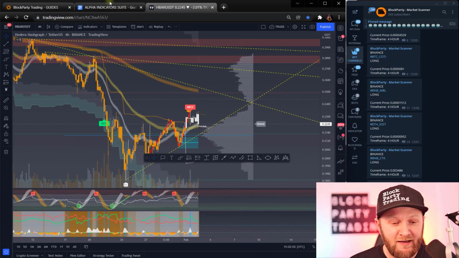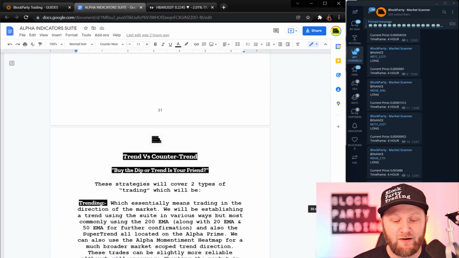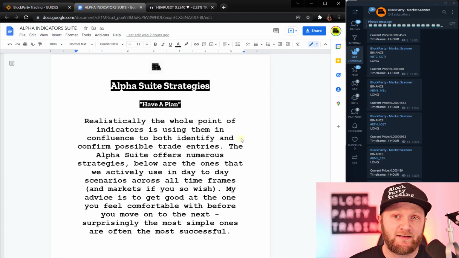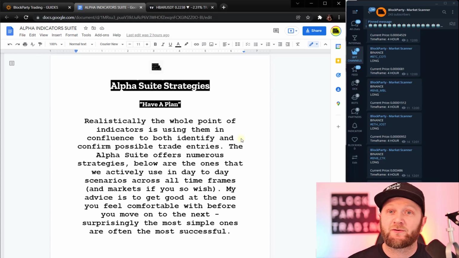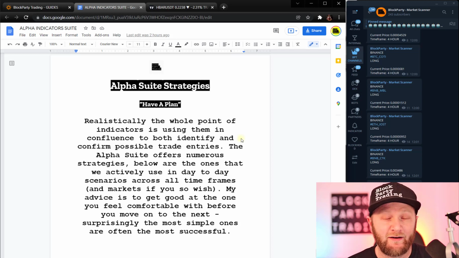Once you click that, it'll take you through to a nice Google Docs, which has a full outline of not only how each and every individual indicator works, what they offer, what alerts they offer as well, but also some key Alpha Suite strategies. These strategies are both trending and also counter trend, but most importantly, these are what the market scanner signals are based on. So they have direct confluence with the signals that will appear on your indicators versus the signals that will appear on the market scanner, just to make your life that little bit easier.